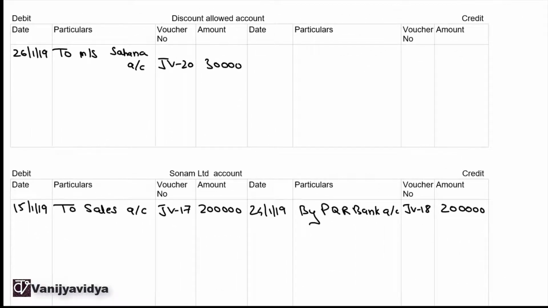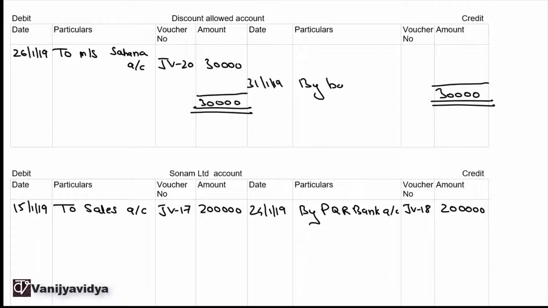Now the next ledger account. Discount allowed account. Total of debit side is 30,000. Total of credit side is 0. So we take 30,000 as total on the debit side as well as on the credit side. Then on the credit side, 31st Jan 2019, by balance carry forward 30,000. On 1st Feb 2019, on the debit side, to balance brought forward 30,000.